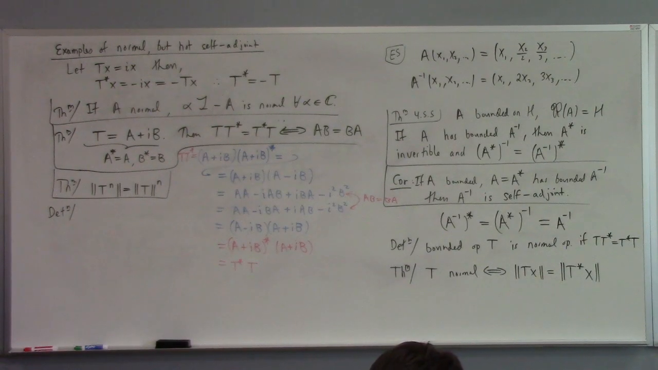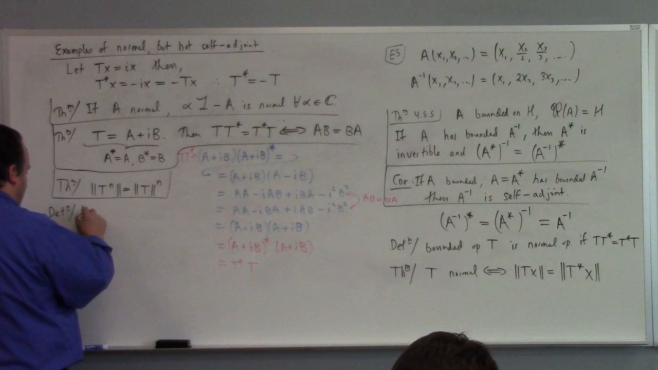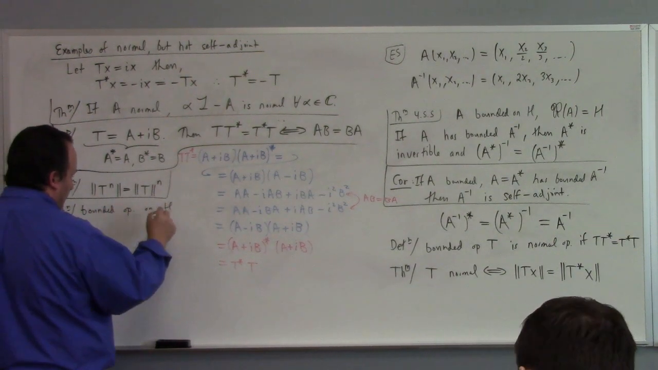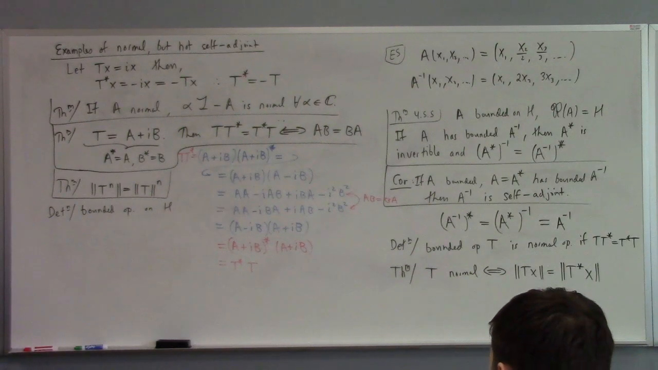Probably not today. A bounded operator on a Hilbert space. So a bounded operator on H is called an isometric operator.